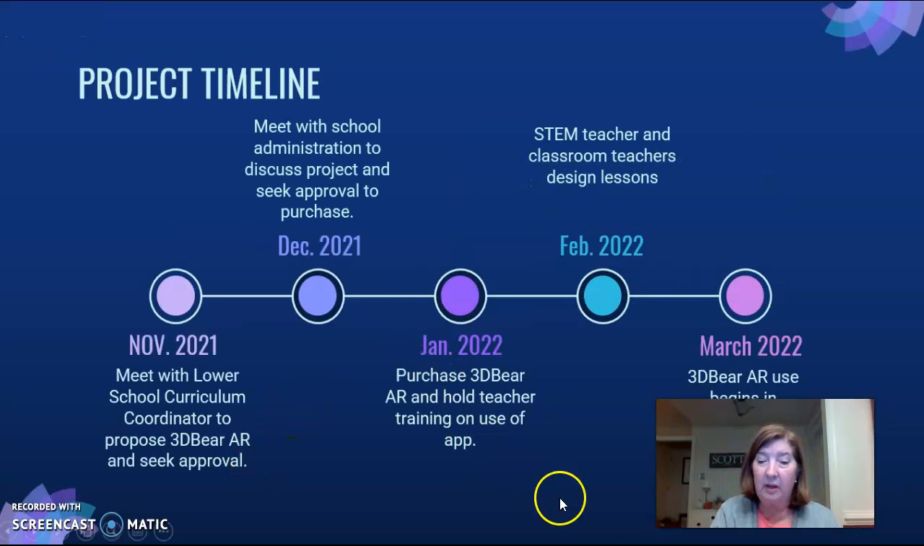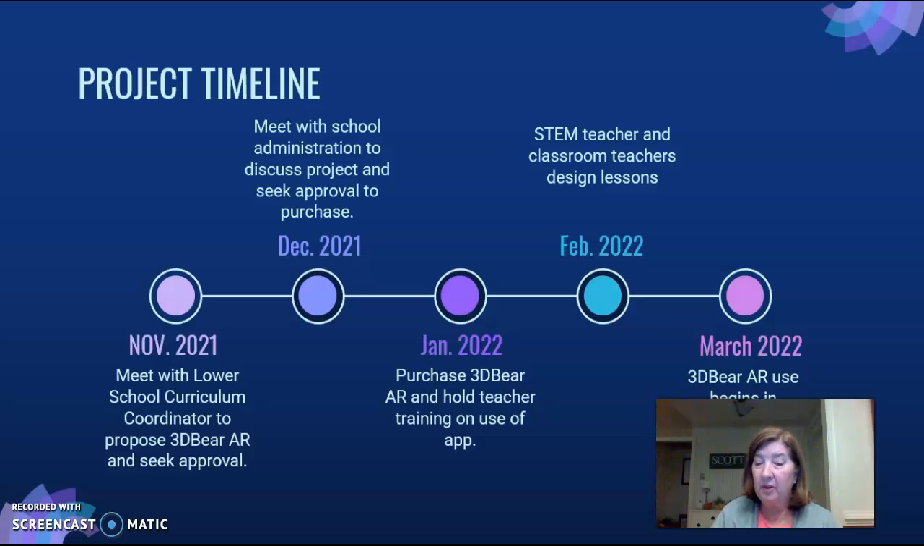So let's go over the timeline for this project. First of all, in November of 2021, this year, we will meet with the lower school curriculum coordinator to propose the 3DBear augmented reality and seek her approval. And then the next month, in December, we would meet with school administration and discuss the project and seek the approval to purchase, mainly the approval for spending the money that we will be spending.